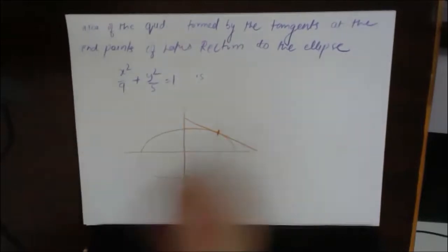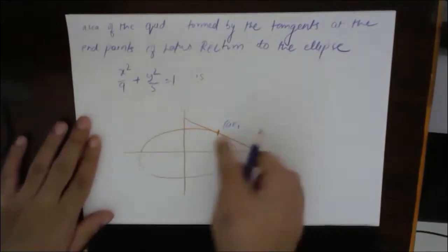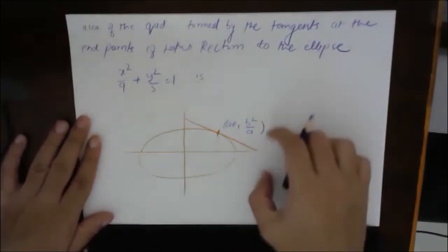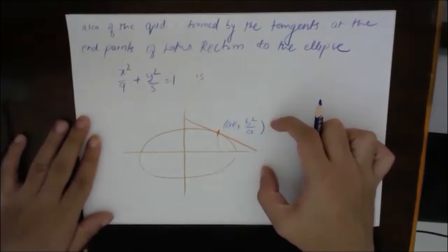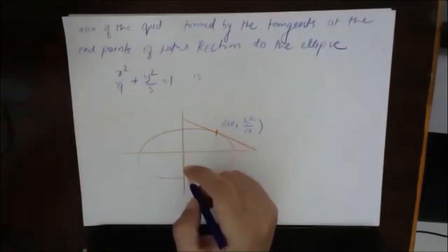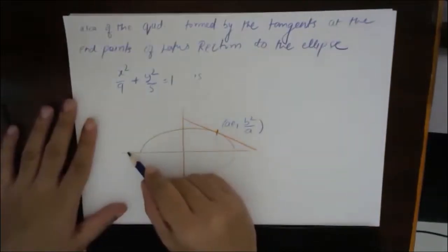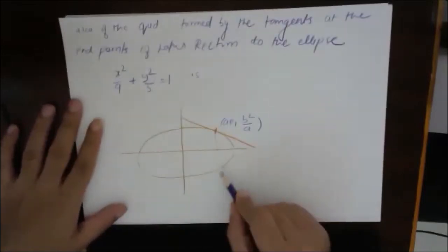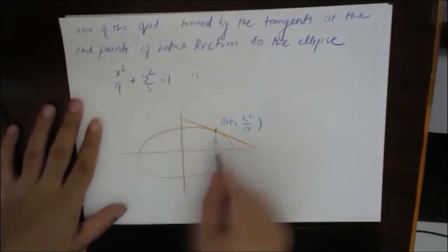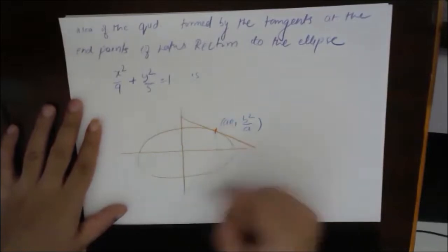So that means the x coordinate of this point will be ae, and the y coordinate of this point will be b square by a, because this total length is 2b square by a. So this half of it will be b square by a. Because it is a symmetric figure, if you draw the 4 tangents, it will form something like this, right? So these points of contact will be the same.